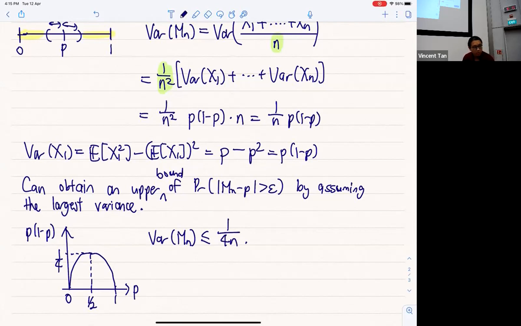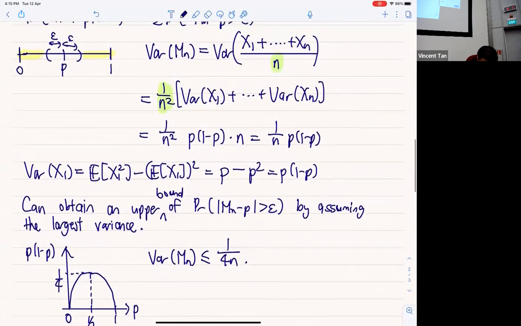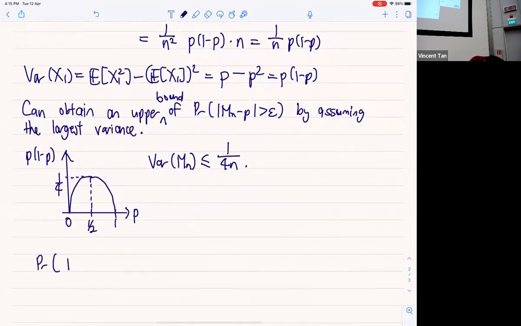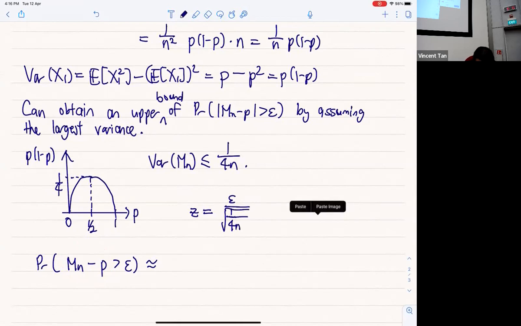So now, how do we estimate this particular probability? We can use the central limit theorem. The probability that Mn minus P is bigger than epsilon is approximately the following. Remember that we have to normalize things and compute the Z. You have to take away the mean, but this already has zero mean. We need to divide by the worst case standard deviation, the square root of 1 over 4n. So this becomes 2 epsilon square root n.